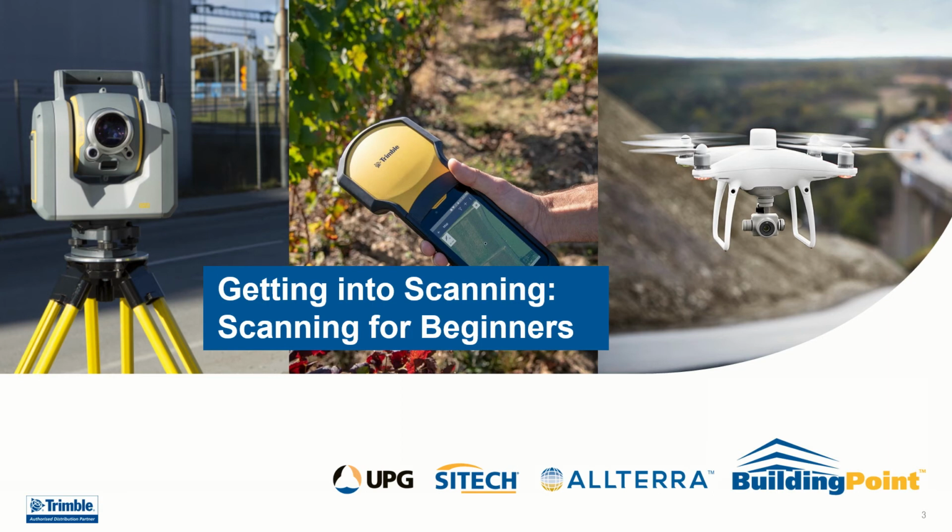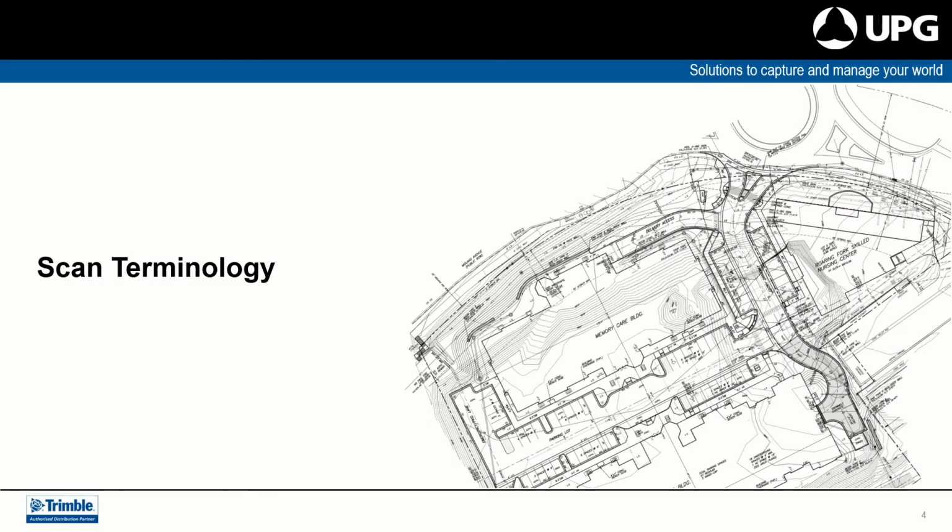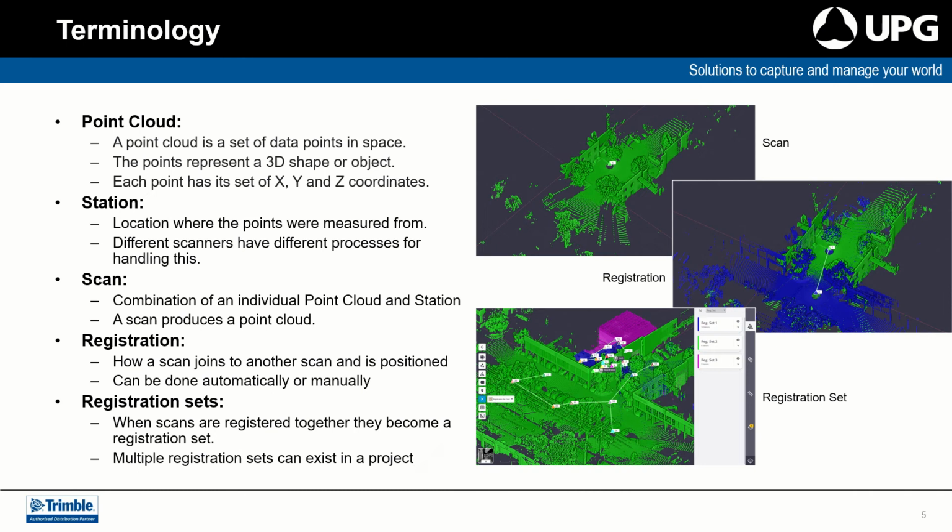So, part one, scanning for beginners. To start with, let's look at some of the scanning terminology. We'll start off with a point cloud, which is a set of points in 3D space. This is essentially what's collected from the scanner, and it's called a point cloud because it looks generally like a cloud of data. Stations are where a point cloud is collected from. So this is the setup location where the scanner was set up. A scan is a combination of the point cloud and the station, and a scan will produce a point cloud.